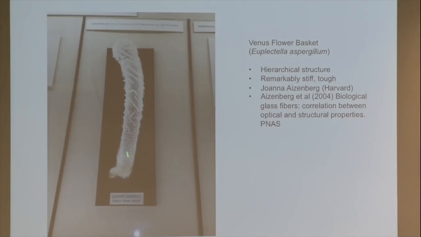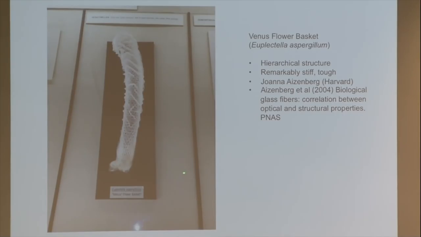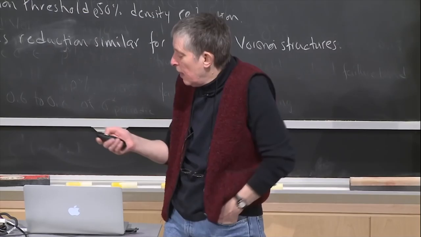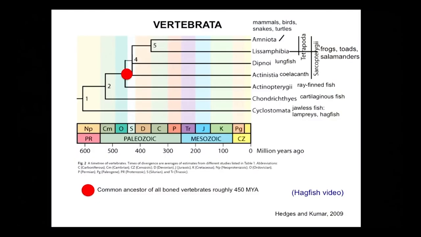And you can see, this was just a picture I took in a natural history museum. But if you looked at a higher magnification, each little strut is made up of sort of fibers and has a hierarchical structure itself. So that's just one of these sponges. Okay, and here's a similar chart for the vertebrates.